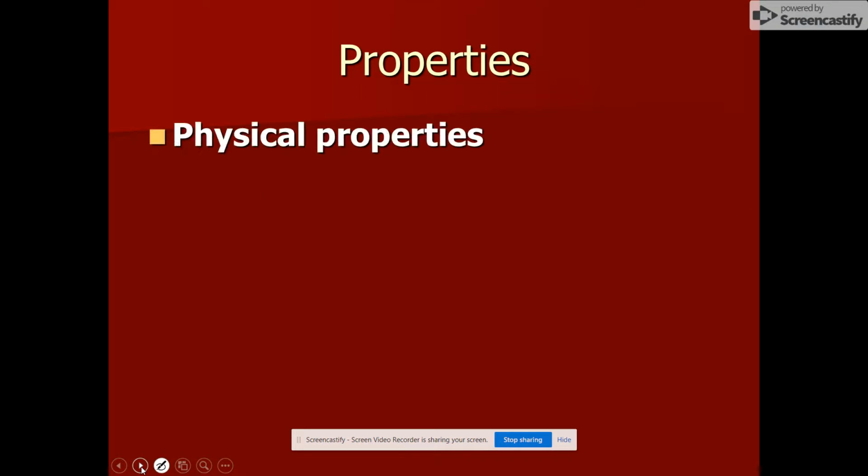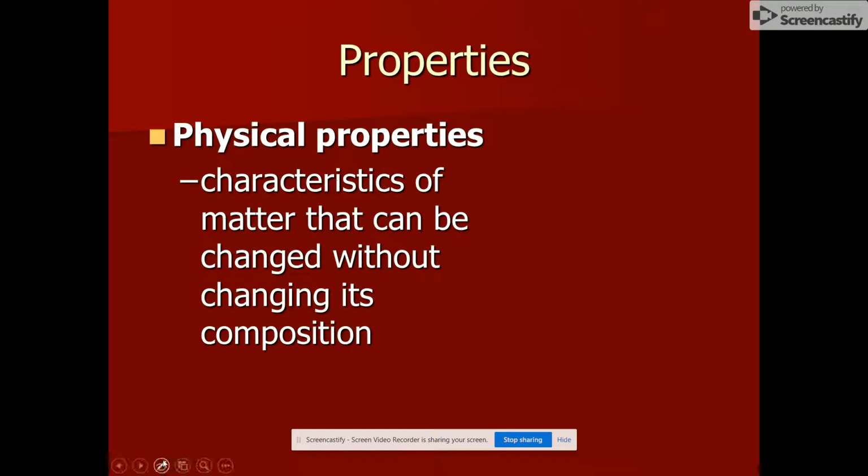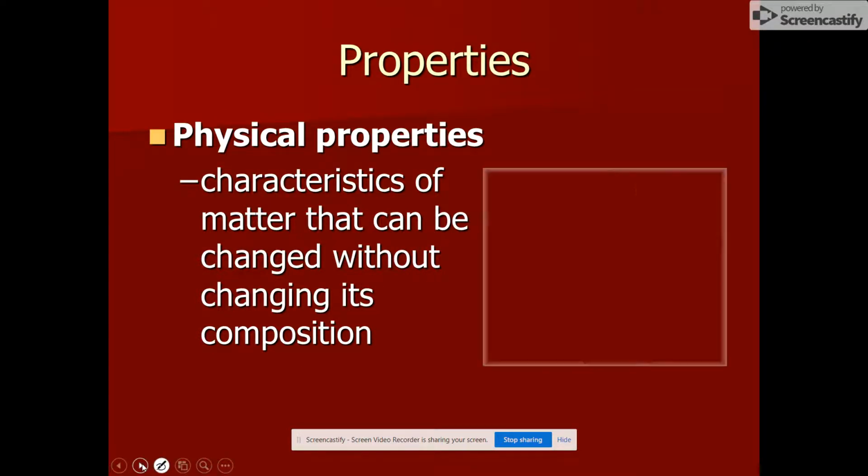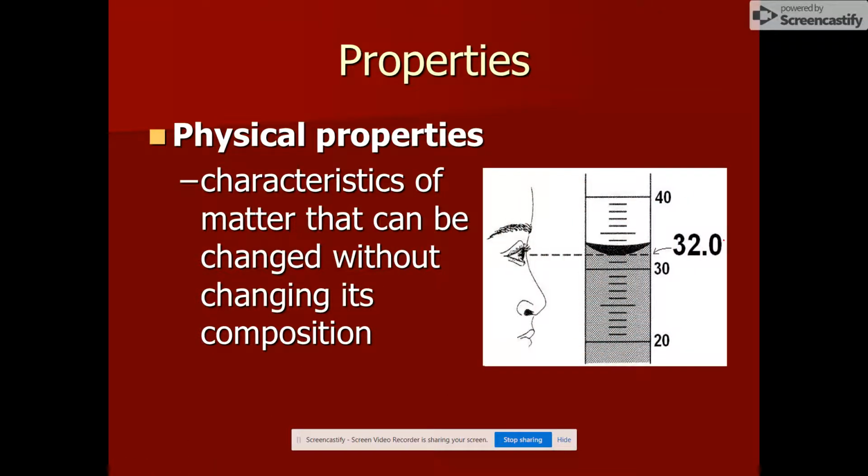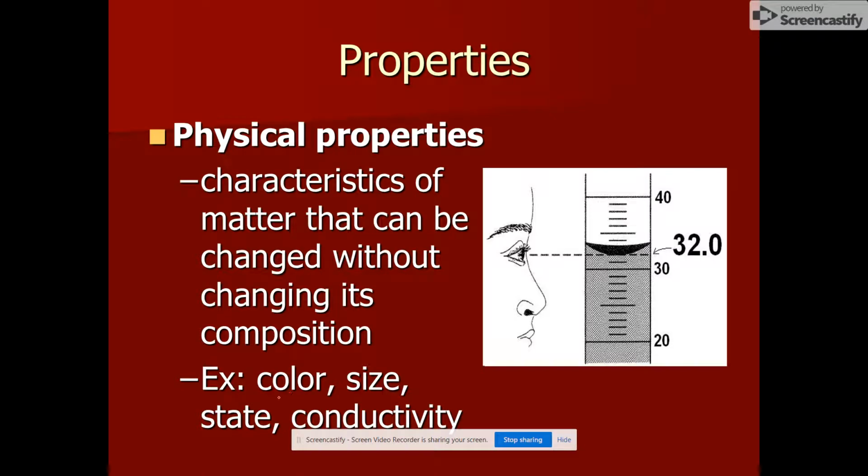Let's first talk about physical. Physical characteristics can be changed without changing its composition. So you're describing how it is, not what it is. So, for example, volume. I'm describing how much space it takes up. Other properties that are physical include color, size, state, or conductivity.